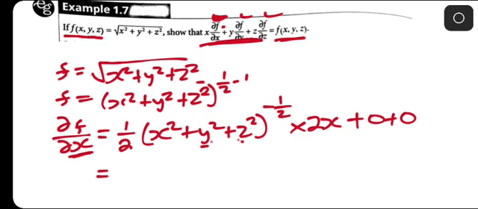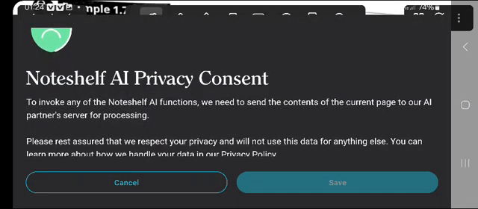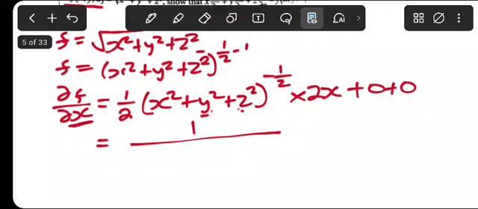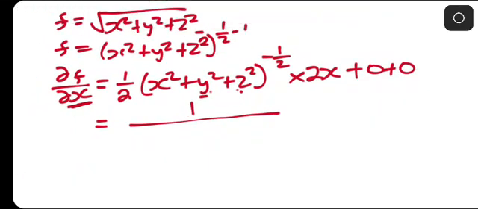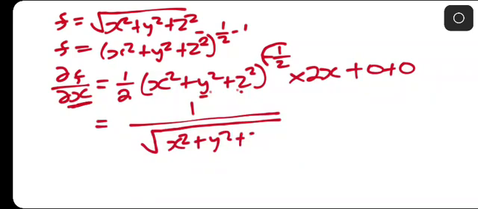All right, this is the same as what? One over that is the same as 1 over the square root of x squared plus y squared plus z squared. Remember, you can take it to the bottom, and it will be the square root again.